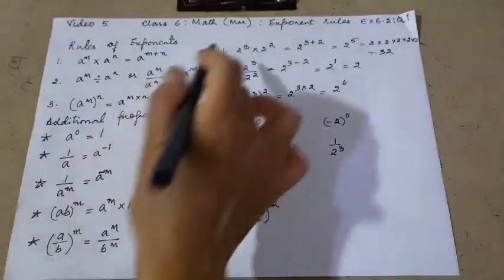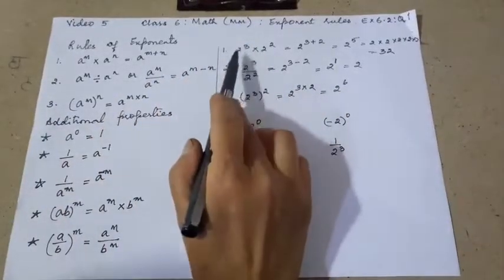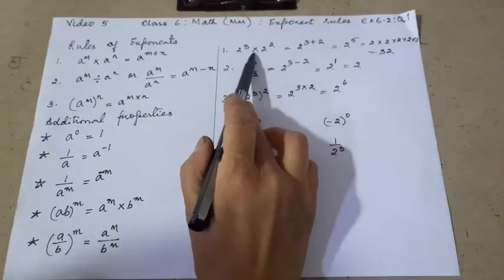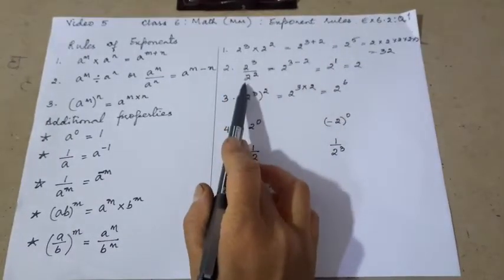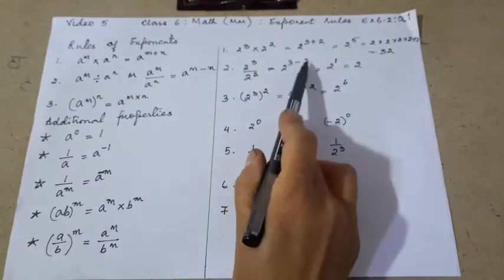So, let me explain these three again. For same base, if it is multiply, we add the power. For same base, if it is divide, we subtract the power.